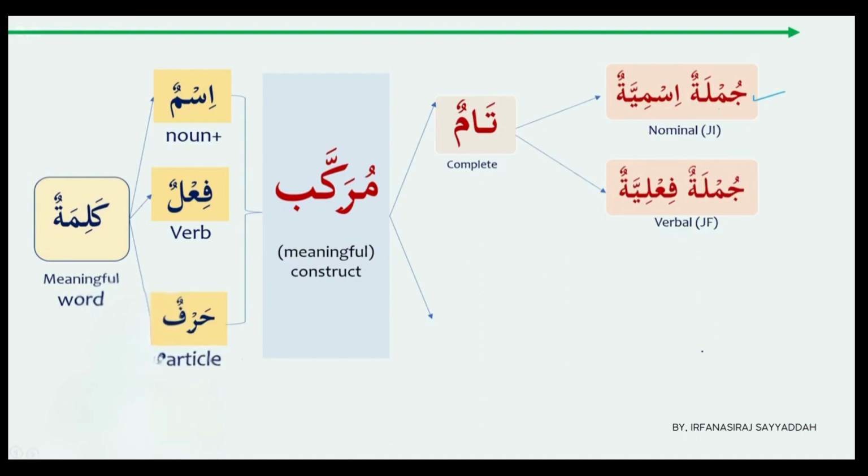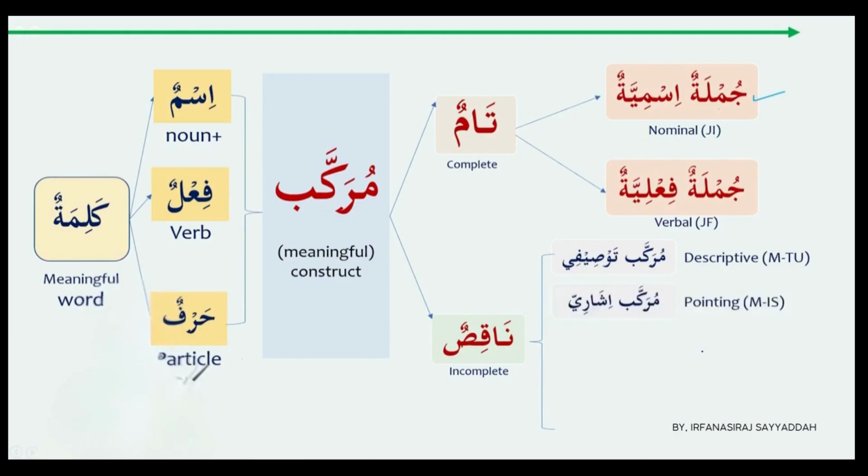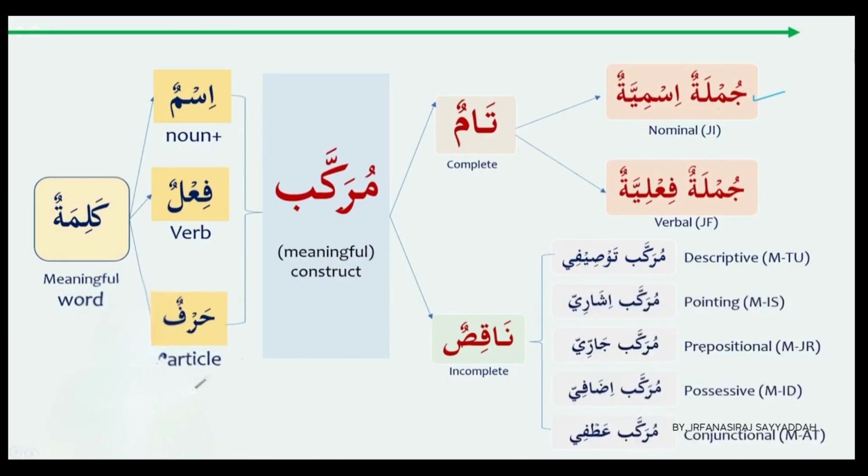As for beyond the complete, they can also form incomplete constructs. Things that give us partial meaning, but not really a sentence. For example, this pen. This pen, it's a phrase. It doesn't complete the sentence. They're called naqisun in Arabic. And there are 5 that we need to pay special attention to: murakkab tawsifi, descriptive phrase, pointing phrase, prepositional phrase, possessive phrase, and conjunctional phrase. These are the 5 most commonly used in Arabic, as well as, of course, in the Quran itself.